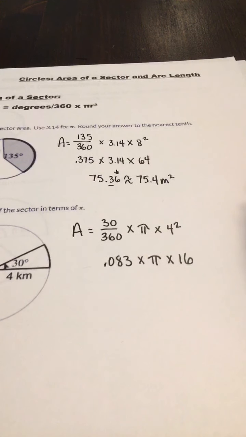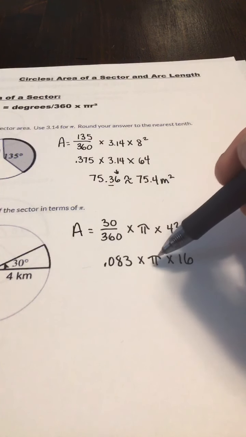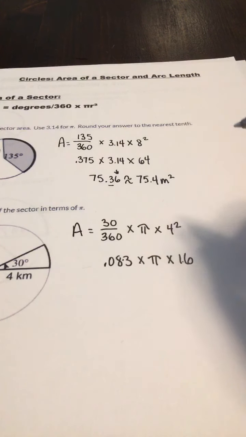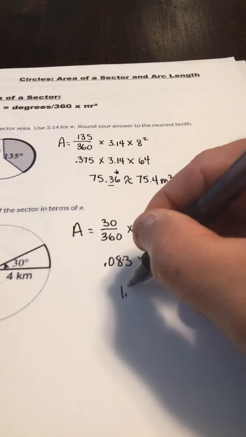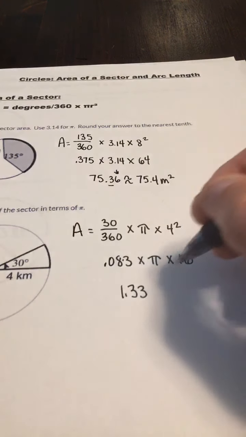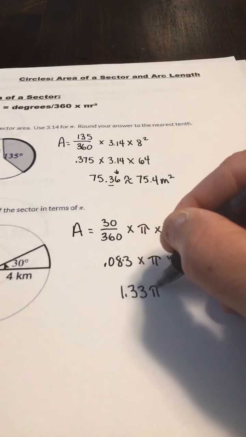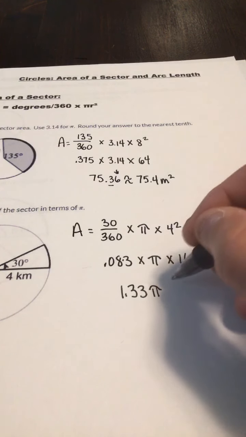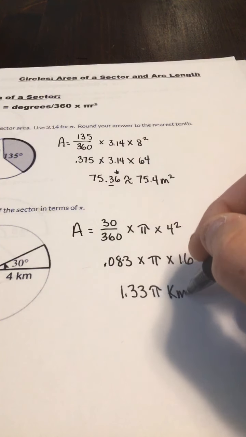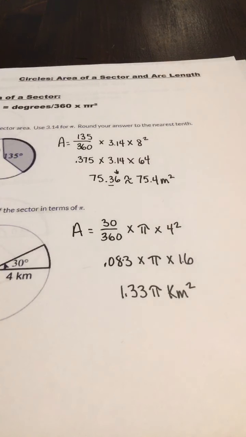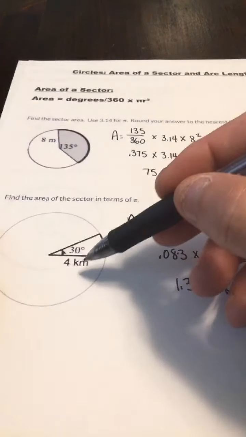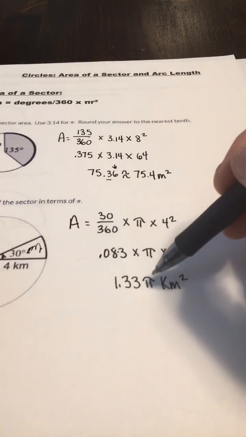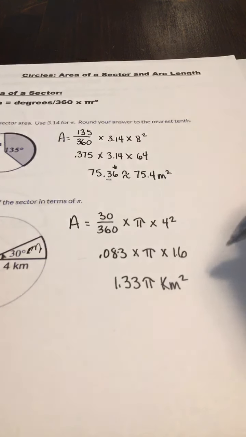Okay, now since this is pi and it stays pi, I'm going to multiply this times this, and I'm going to get 1.33. I'm going to bring down that pi, and that is my final answer, which would be kilometers squared. So my area of my sector right here is 1.33 pi kilometers squared.